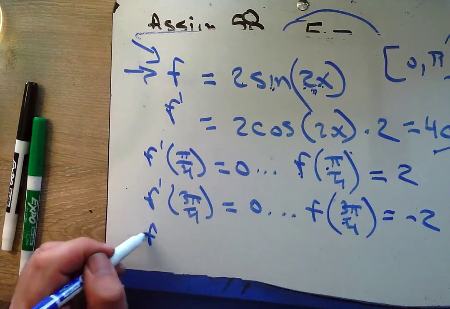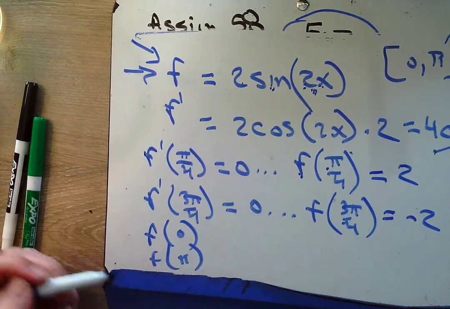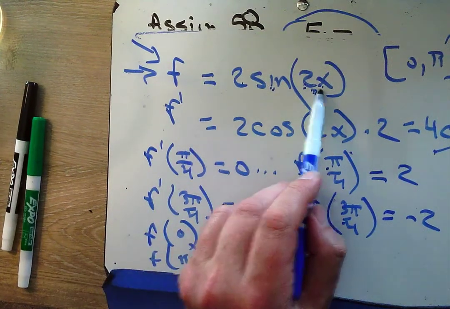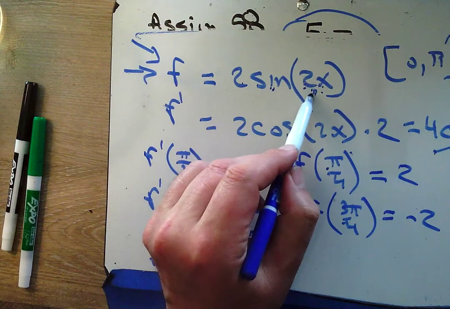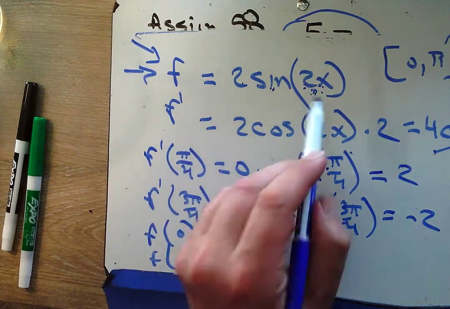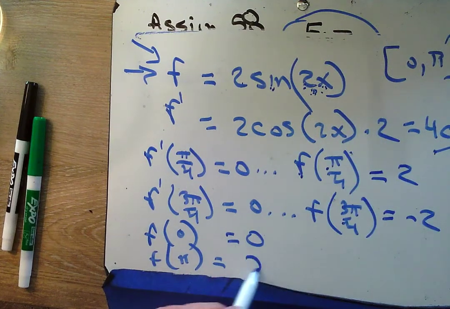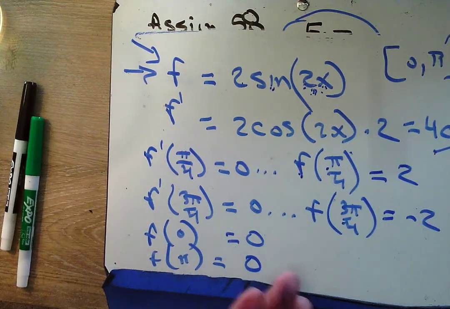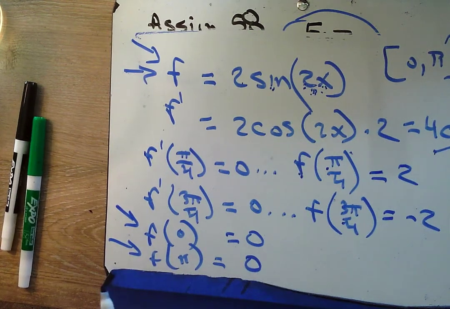Don't forget, though, we also need to consider f of 0 and f of pi. Well, if I plug a 0 into f, I get 0. And if I plug a pi into f, I also end up with 0. Do I have any sense as to whether this is a min or a max? None whatsoever. I don't.